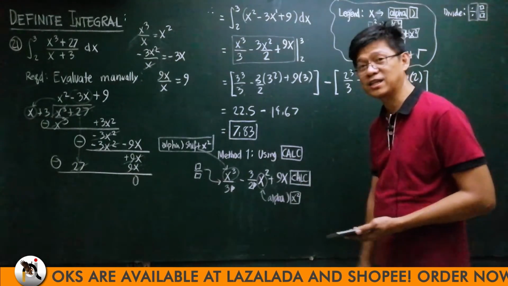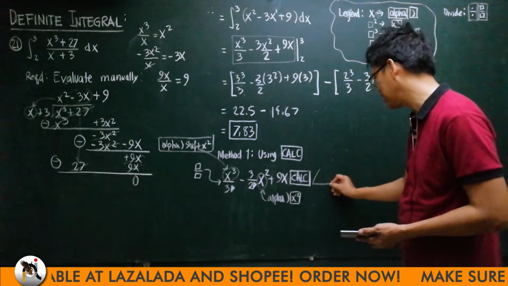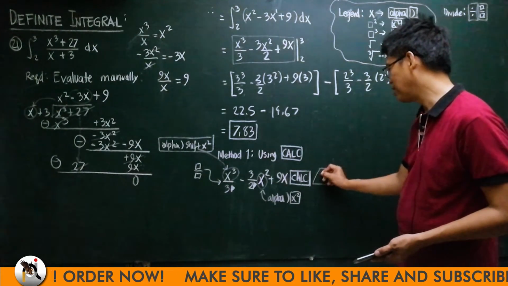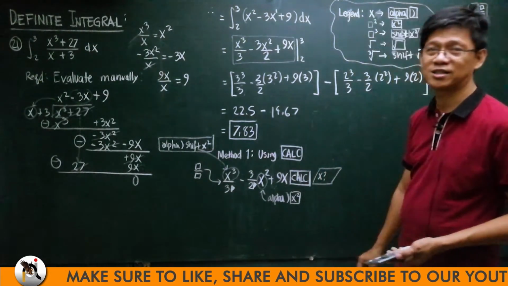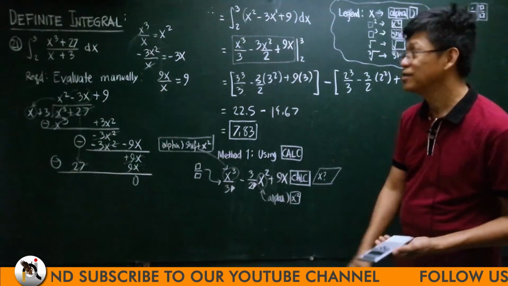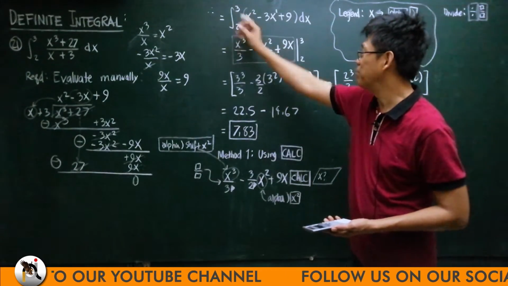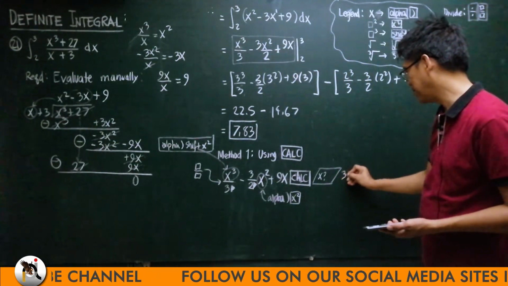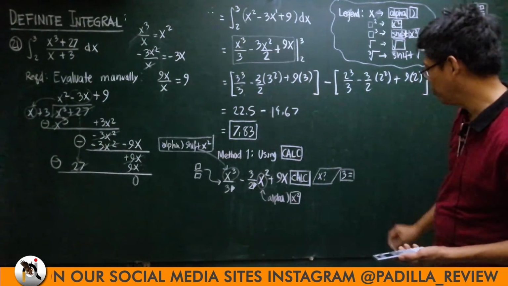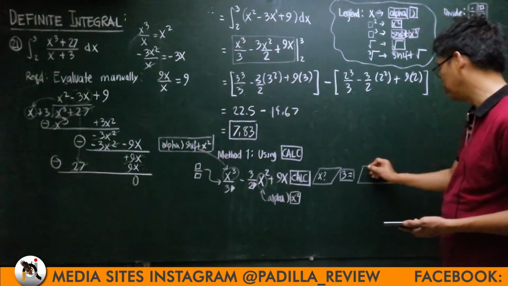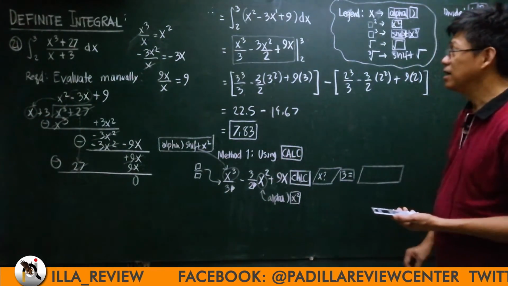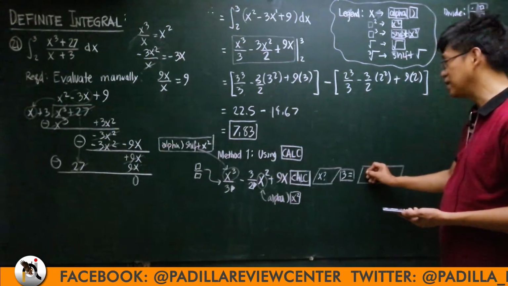Once you press the calc key, your calculator will ask you, this one represents the display. Your calculator will ask you, what is your x? The calculator is asking you, what x do you want to substitute? You substitute the upper limit 3, press equals. Then your calculator will display the value of the function of x with x equals 3. And you'll get here 22.5.